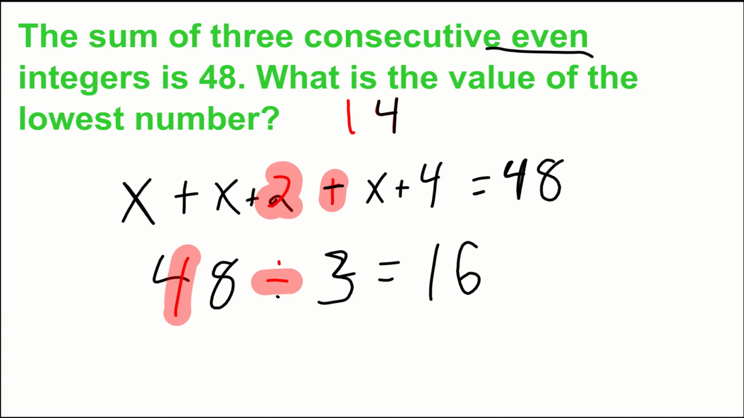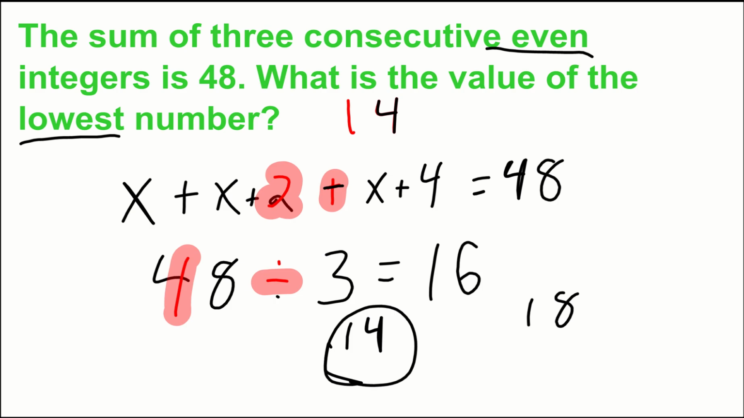If it's 3 consecutive even, we need the even number lower. That's 14. Even number higher, that'd be 18. It's asking for the lowest, so that would give us 14. Everybody kind of follow? And then sometimes it'll ask you for the highest, sometimes it'll ask you for the lowest. I don't think I've ever seen it ask for the middle number, but it could.